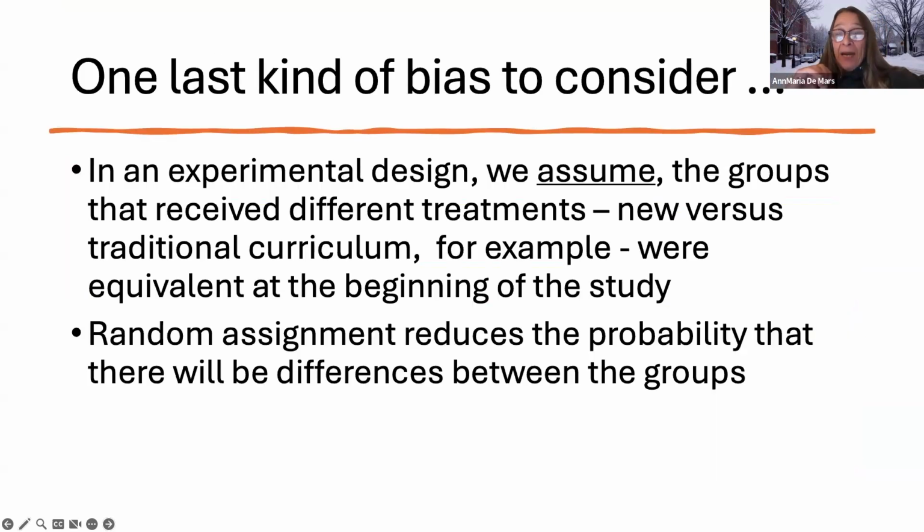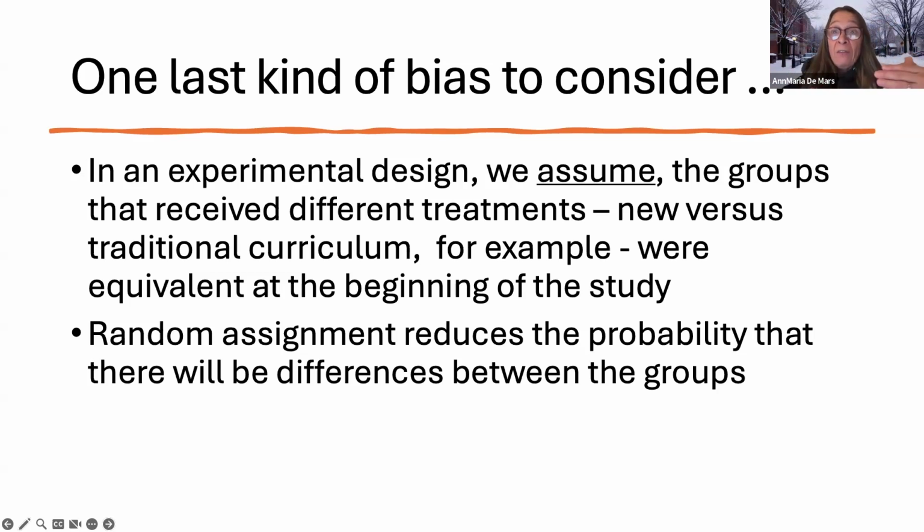The last kind of bias we want to consider: up to now, we talked about sampling bias when you're collecting your sample. But then in an experimental design, we also want to be clear about bias in selecting for the control group or for the experimental group. We want to assume that the groups that receive the different treatments, say a new versus traditional curriculum, were equivalent at the beginning of the study, and therefore any difference at the end was due to the difference in that curriculum. But we can't be sure about that.